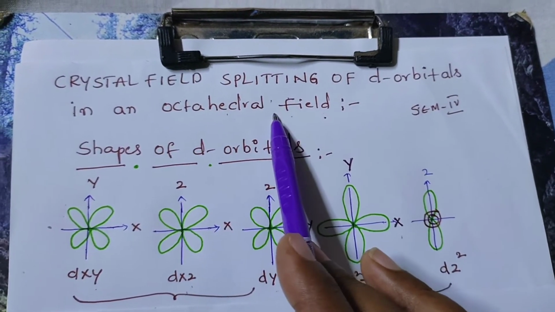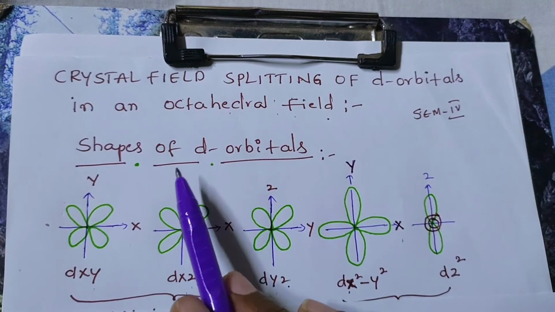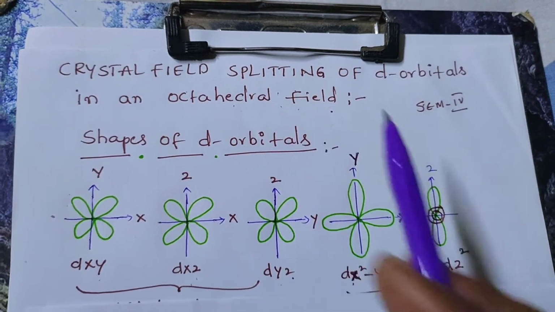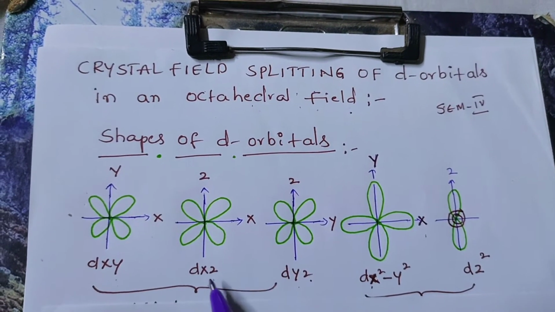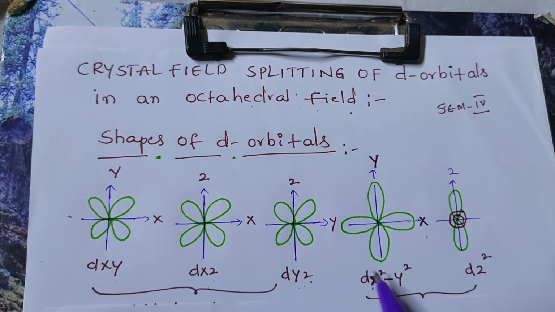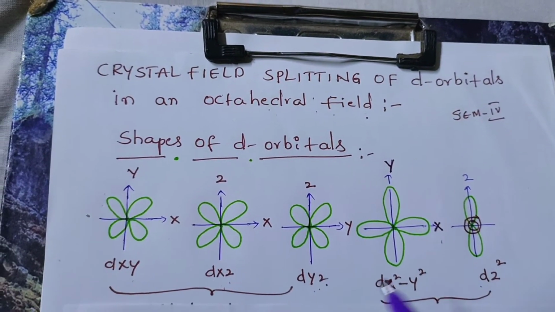In this video we are going to discuss the crystal field splitting of d orbitals in an octahedral field. Before going to this, we will see the shapes of d orbitals. These are the 5 d orbitals: dxy, dxz, dyz, dx square minus y square and dz square.